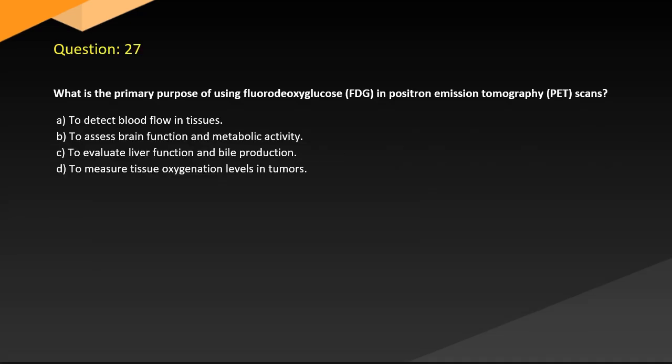Question 27. What is the primary purpose of using fluorodeoxyglucose (FDG) in positron emission tomography (PET) scans? A. To detect blood flow in tissues. B. To assess brain function and metabolic activity. C. To evaluate liver function and bile production. D. To measure tissue oxygenation levels in tumors.